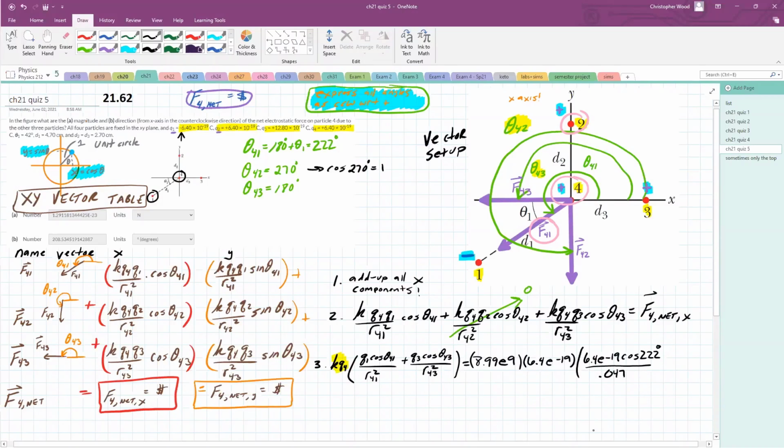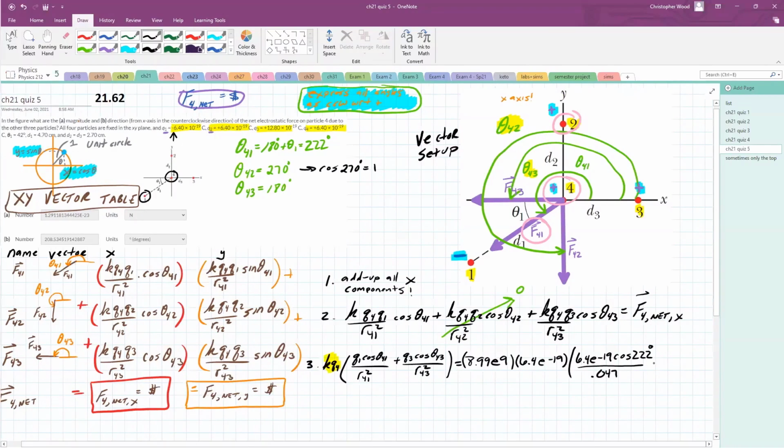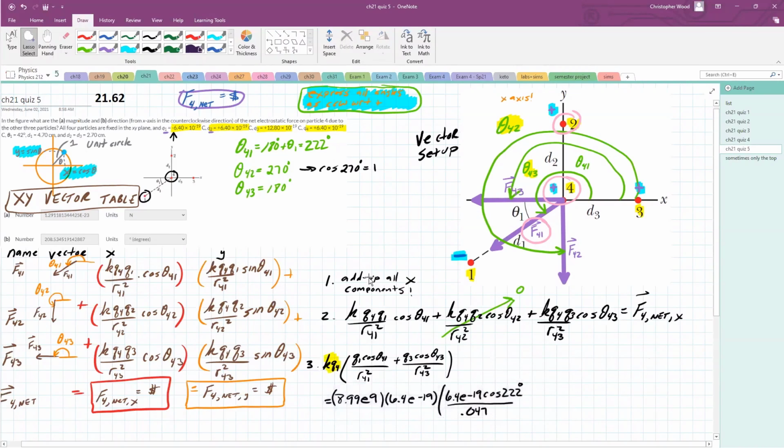Okay, that's that. Plus, I'm running out of space here. I'm going to move this whole thing down, I guess. So let me just stack that, keep going. I guess I'll call this step 4. So I just wrote down q1 times cosine theta 41. I'm going to double check this too.